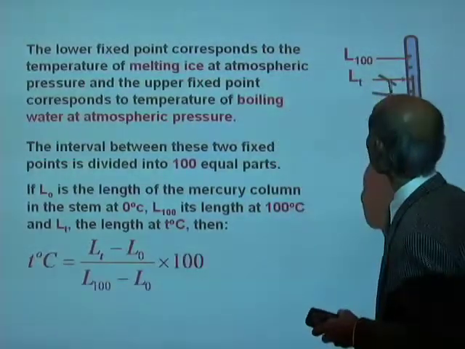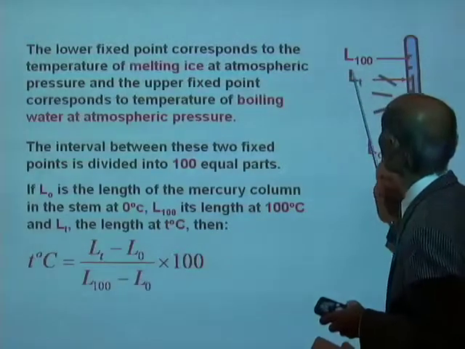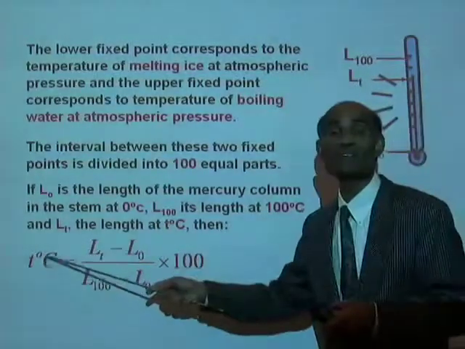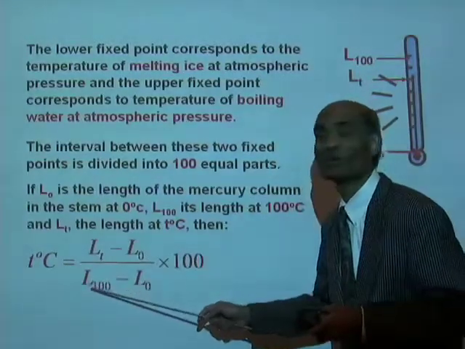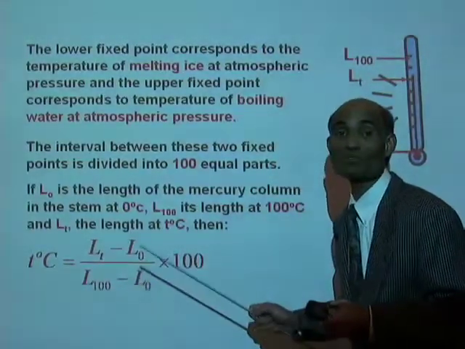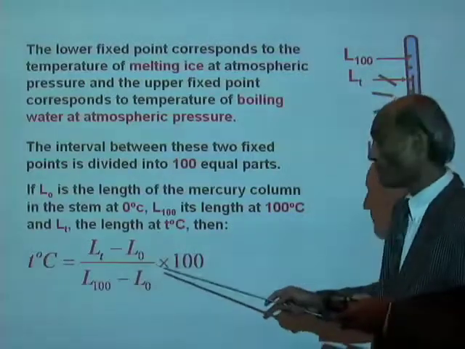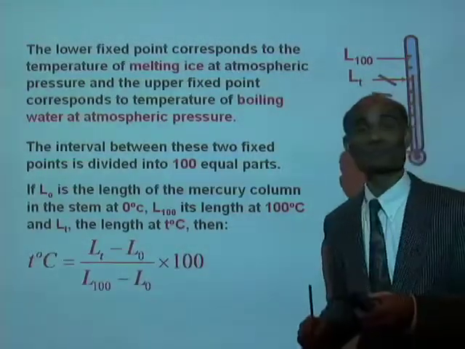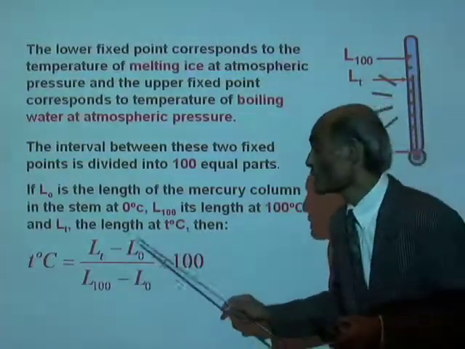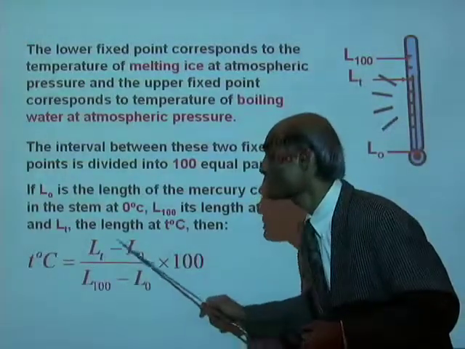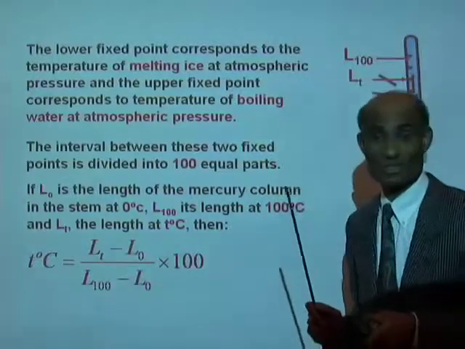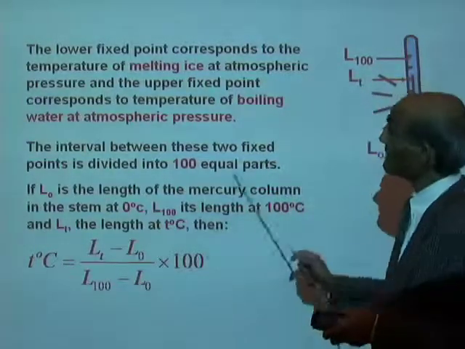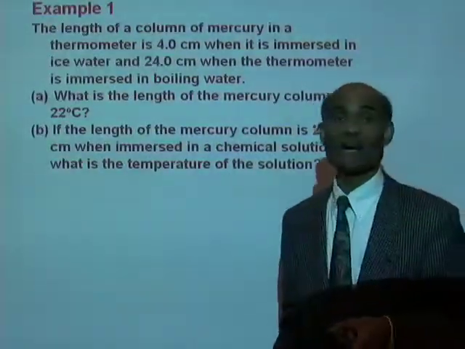T degrees Celsius, the temperature corresponding to this length, is equal to LT minus L0 divided by L100 minus L0, multiplied by 100. That means if you can measure some of these quantities, we can calculate the unknown quantities. Is that right? Alright, let's do a problem using that.